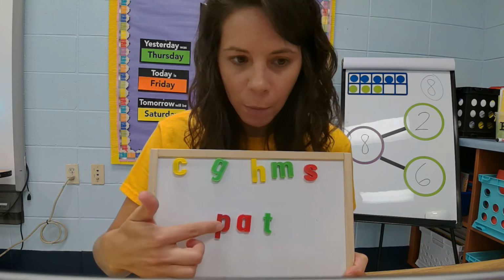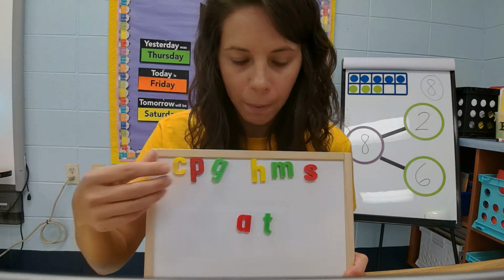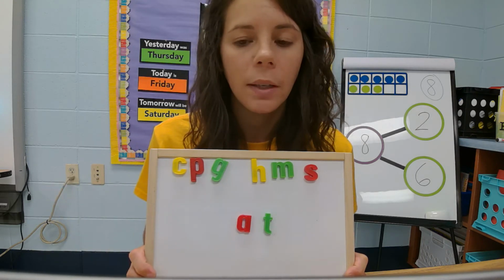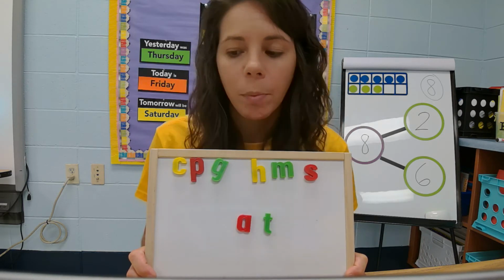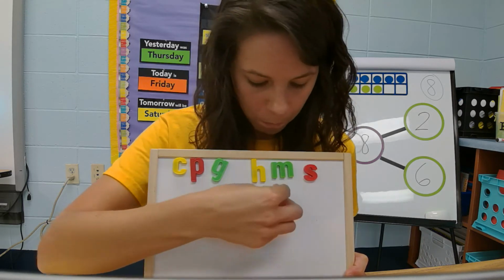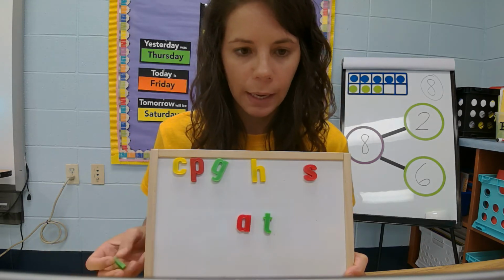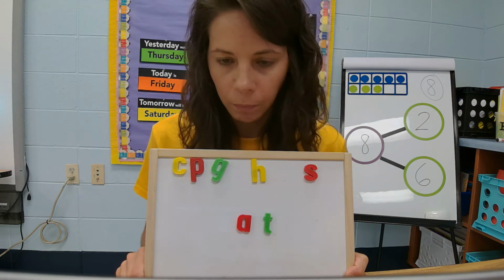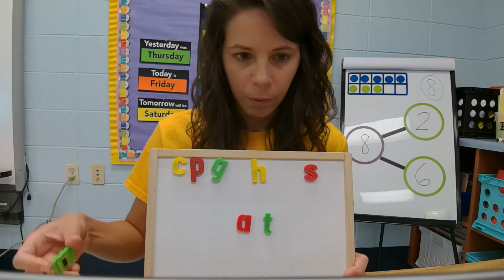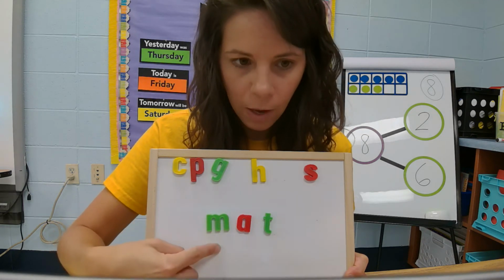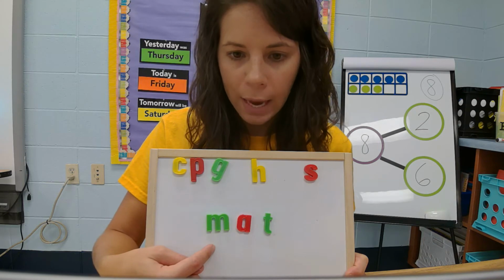Okay, now let's change our beginning sound again. So take that P and put it back up. And the new sound says mmm. Mmm. Go ahead and find which letter says mmm. I'm going to give you a second, and then I'll show you. All right. Hopefully we put the M in the beginning of our word. Let's sound that out.